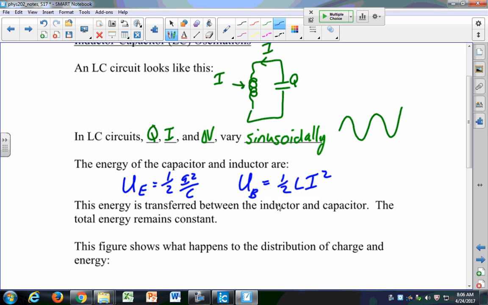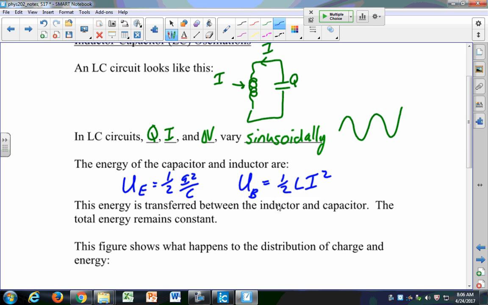What happens to my current when all of my charges are on my capacitor? What happens to the current in the circuit when the capacitor is fully charged? Now in this circuit I only have a set number of charges. And what happens then to the current if all of those charges are on the capacitor? My current goes to zero, right? Because all the charges are on that capacitor. They're not out moving around the circuit.